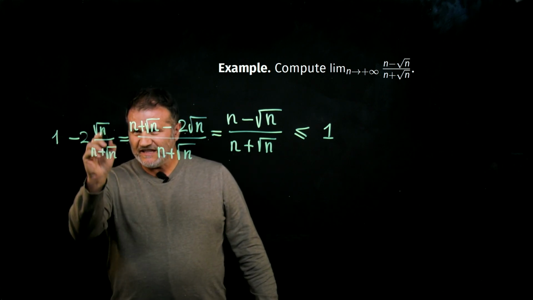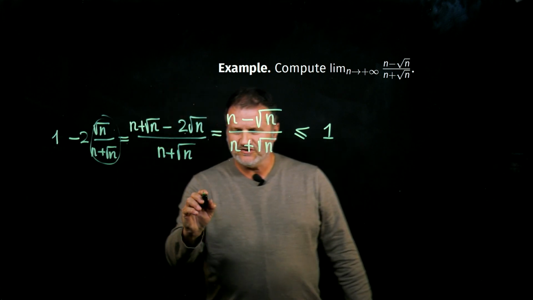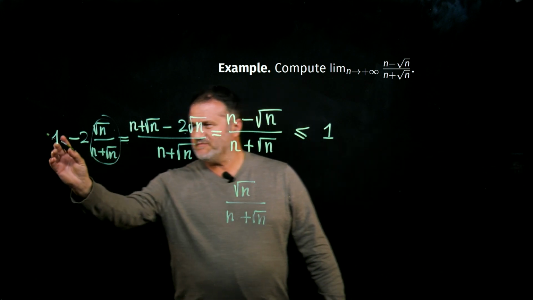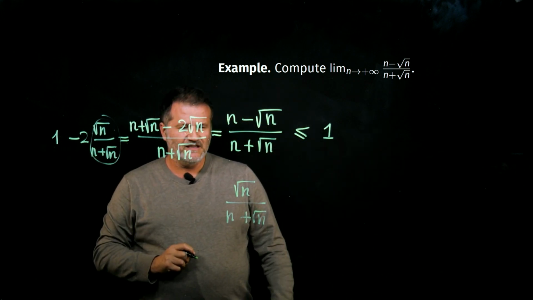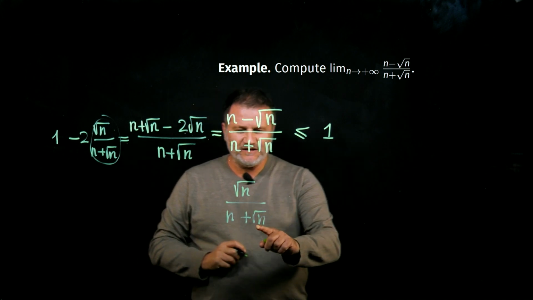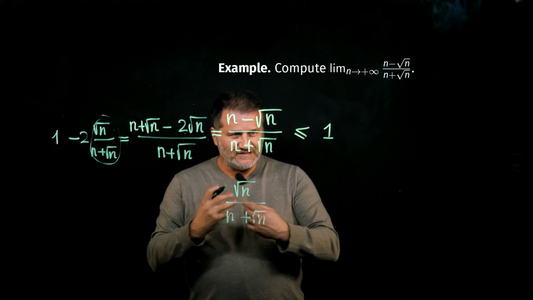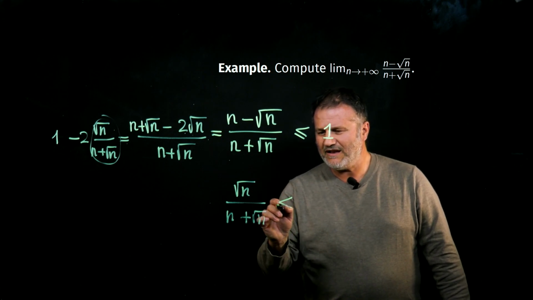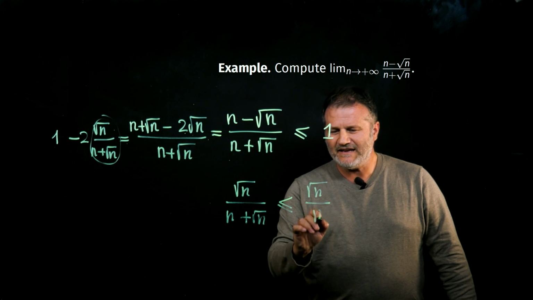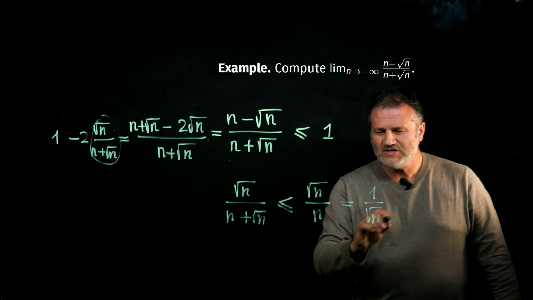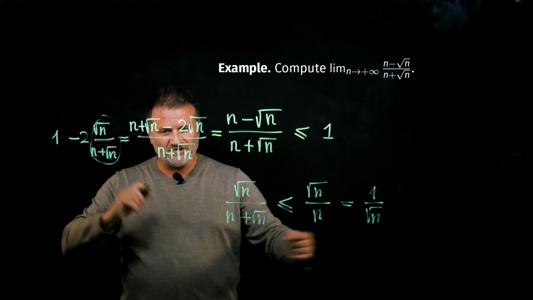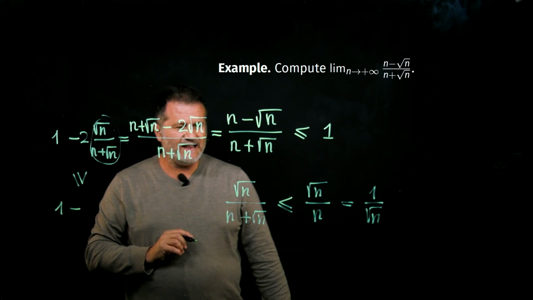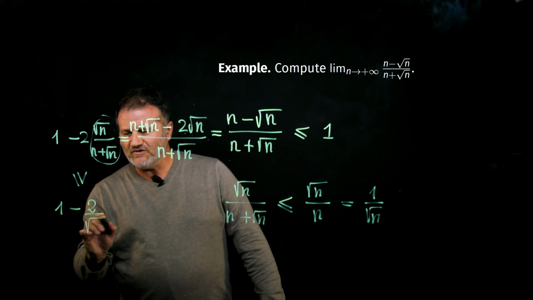Now, we may notice that if we take this part here, so let's focus on root of n divided by (n plus root of n). We are subtracting 1 minus 2 times this. Now, if I eliminate this root of n from this denominator, the denominator decreases. Therefore, the fraction increases. So this is less or equal than root of n divided by n, which is 1 over root of n. So when I subtract this number, I'm subtracting a bigger number, so this fraction will decrease. So it is greater or equal than 1 minus 2 divided by root of n.